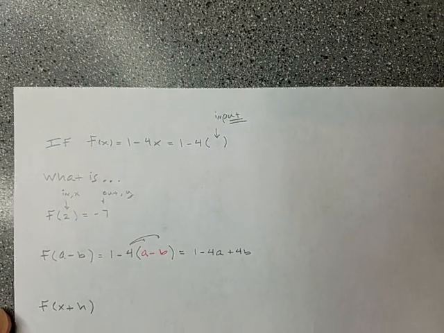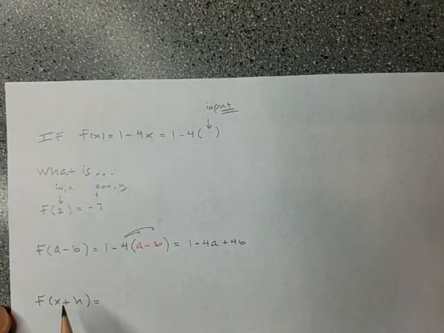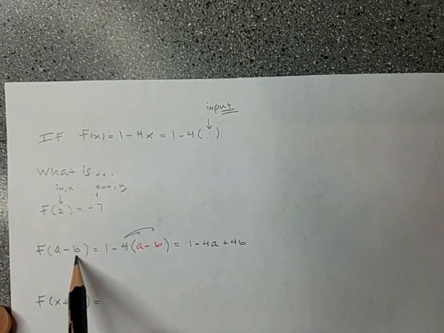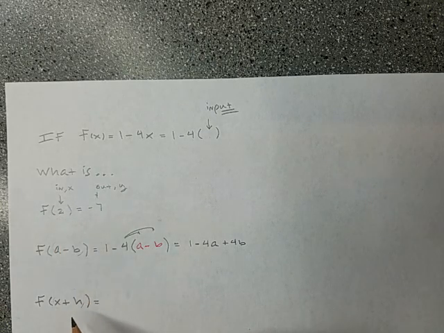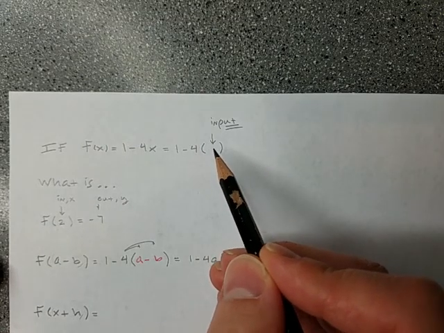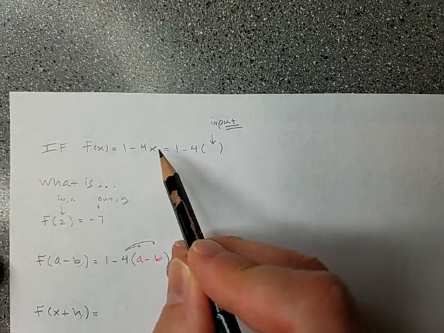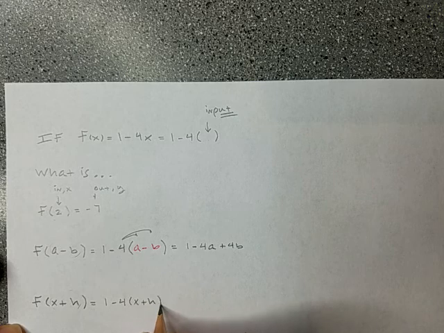Okay. What about f of x plus h? Well, it should be the same, right? No matter what the input of the function is, whether it's 2 or a minus b or x plus h or anything, it goes in the same spot in the function. It goes where the x was, all right? So this will be 1 minus 4 times (x plus h).